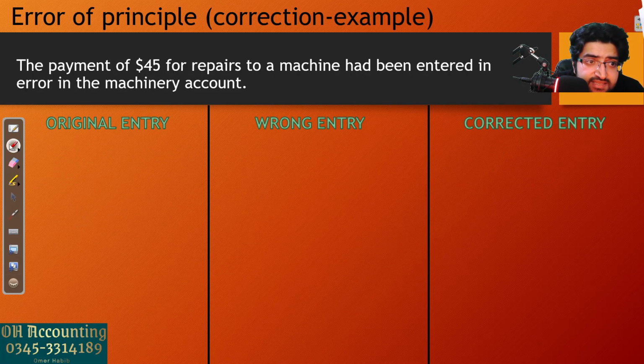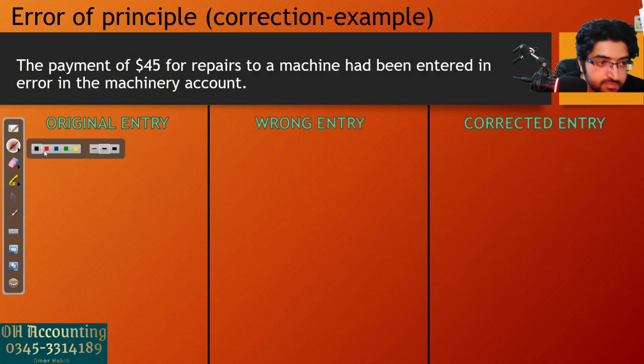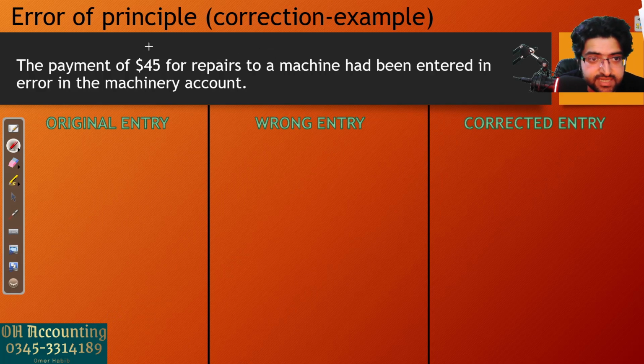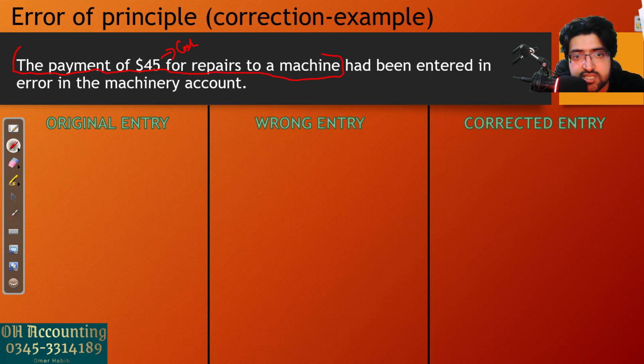Okay? So let's read this example and then you will have a better idea. The payment of $45 for repairs to a machine had been entered in error in the machinery account. Okay, original entry first of all. See, the payment of $45 for repairs to a machine. Okay, $45, let's say cash. Cash or bank, whatever. But let's suppose it was cash. The payment of $45 for repairs to a machine. This is where the transaction ends. This is the original transaction.